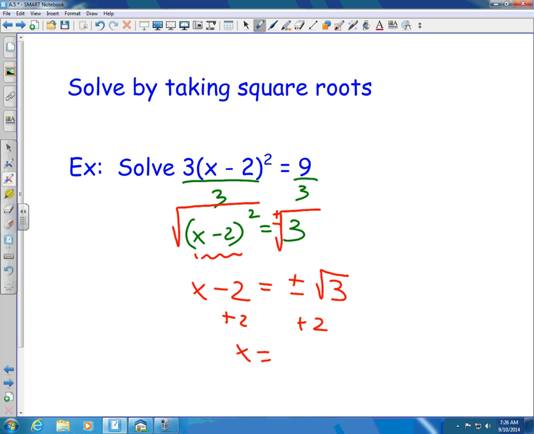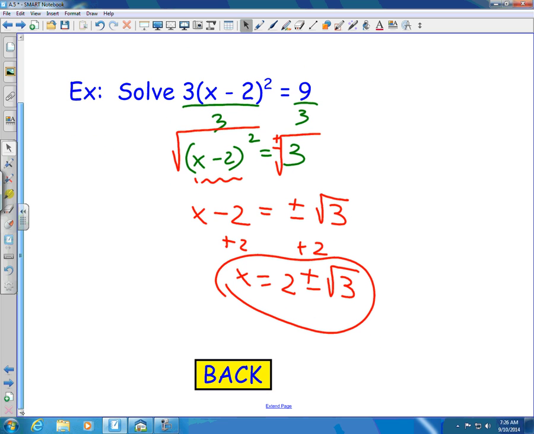So we would get x equals 2 plus or minus square root of 3. And those would be our 2 solutions to this equation. 2 plus square root of 3 would be one solution. 2 minus square root of 3 would be the other solution. So that's how to solve quadratic equations by taking square roots.